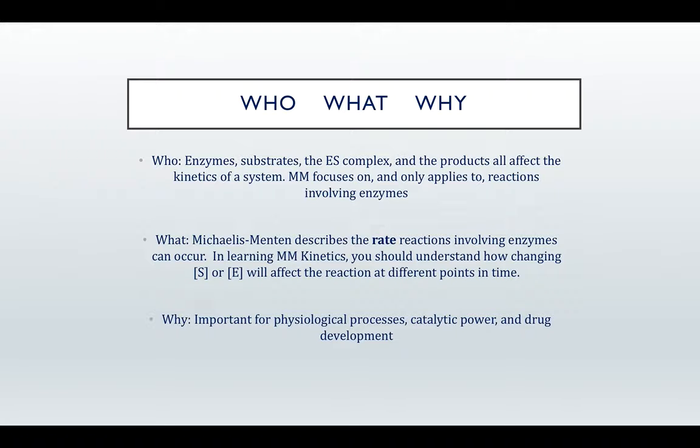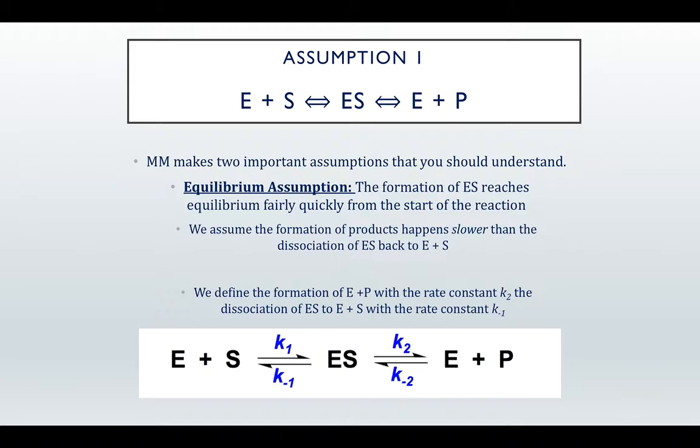Why are we doing this? This is important for biological processes and physiological processes. It helps us define catalytic power of enzymes. It helps pharmaceutical companies in drug development. It is going to show up on our exam, and it comes back around on the MCAT. I'm not sure about the DAT, but it definitely is on the MCAT. So let's move forward and talk about the equations.